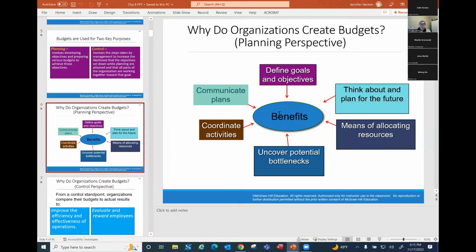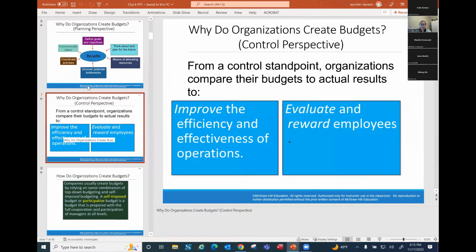So here's a little planning perspective. We have defining our goals and objectives, what we're thinking about for the plan and the future ahead, means of allocating the resources, and uncovering potential bottlenecks. Hopefully we can work through some issues before we even get into the new period, coordinate activities, and communicate plans. So this is going to take not just management, but a lot of people in the organization in order to put this together.